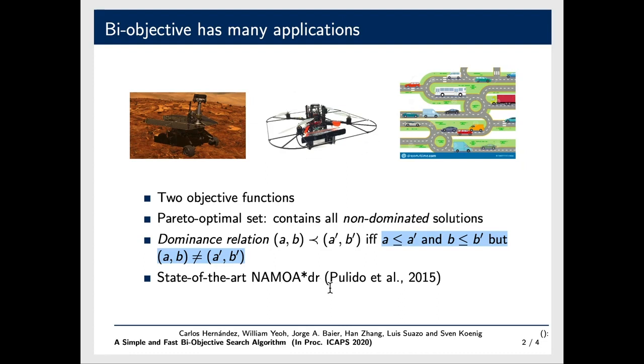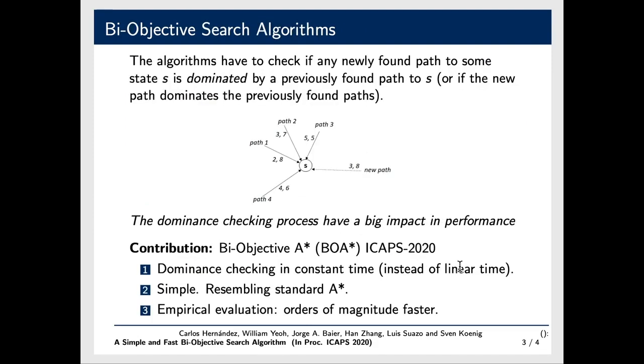In the state of the art of this problem, we find the algorithm NAMOA star DR, which we call this way in this paper. It was proposed by Pulido and colleagues in 2015. In our paper, we propose a different algorithm, which is called bi-objective A star, and we like to call this algorithm BOA. The algorithm improves over the state of the art by making some of the dominance checks more efficient.